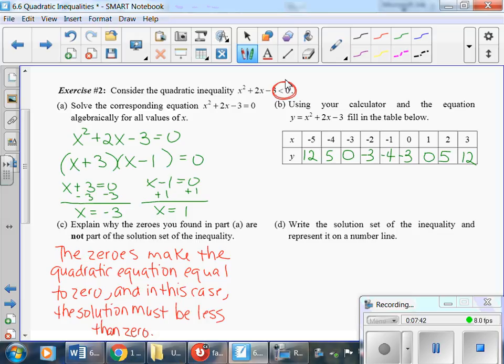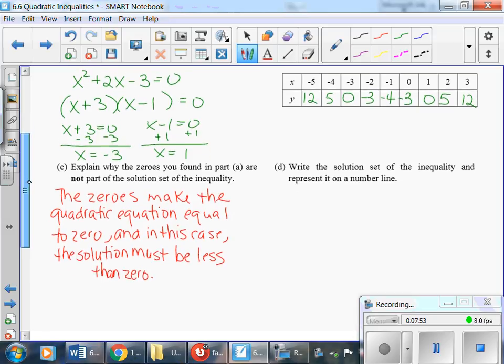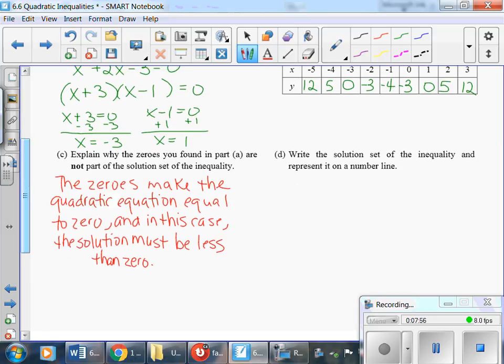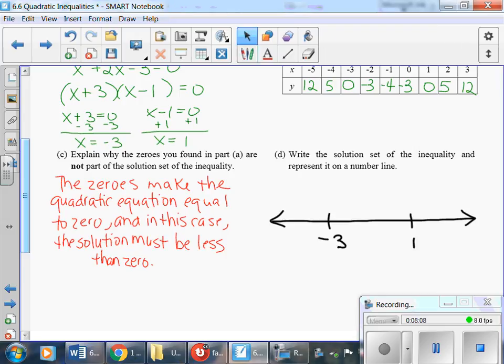So this says write the solution set of the inequality and represent it on a number line. Number lines are a great way to understand what your solution set looks like. So I'm just going to slide this up a little bit. In this case, my zeros are at negative 3 and 1. Now, because there's no equal sign, I know I have to have open circles here. They can't be closed circles, right? Now pick a number in the middle of that. In this case, I think the easiest number to pick would be 0, and plug it into your equation.